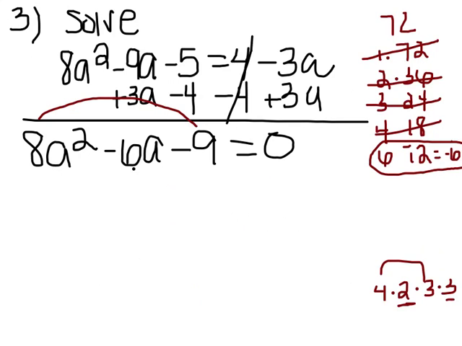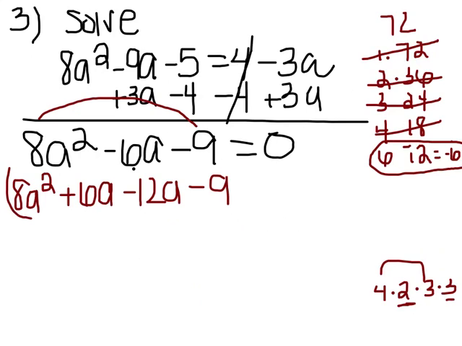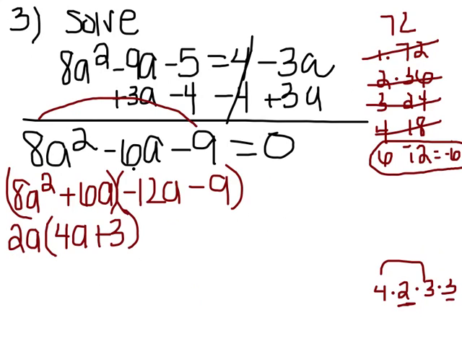We can use factoring by grouping, or we can try to use our quicker method. Let's use factoring by grouping. We have 8a squared. We have a positive 6a. We have a negative 12a and a negative 9. In factoring by grouping, we'll be grouping our first terms and our last terms together. Our first terms have a GCF of 2a, and we'll be left with 4a plus 3.